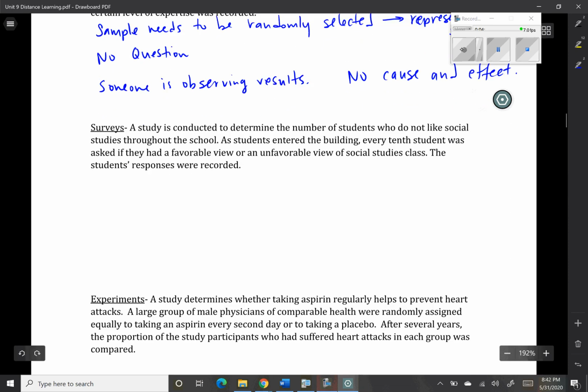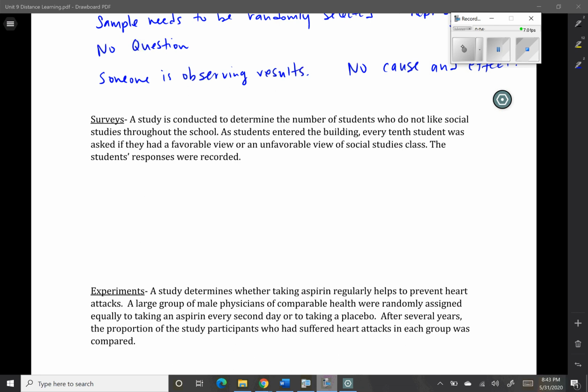Okay, moving right along here, let's talk about survey. All right, so let's read through our example here of a survey. A survey is actually probably the most commonly used way of collecting data, or at least the way that you would think that we're going to collect data.